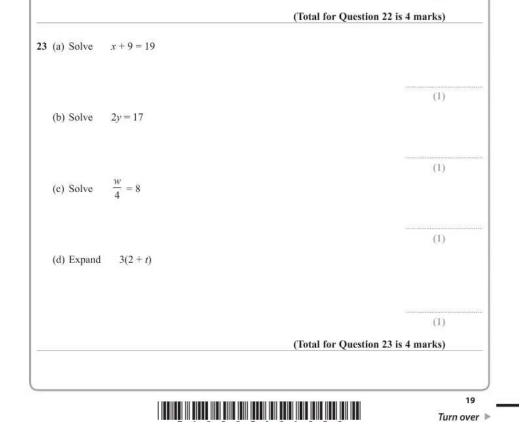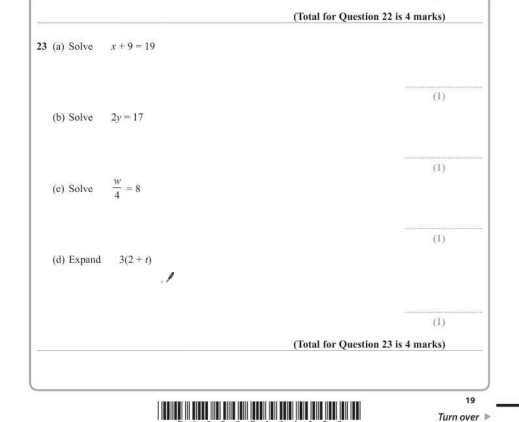Question 23, Part A. Solve x plus 9 equals 19. There are two ways to do this. The first one, which is a very easy way, is called the cover-up method, in which you just imagine what is the missing number in this calculation. Something add 9 is 19, therefore we know the missing number is 10.